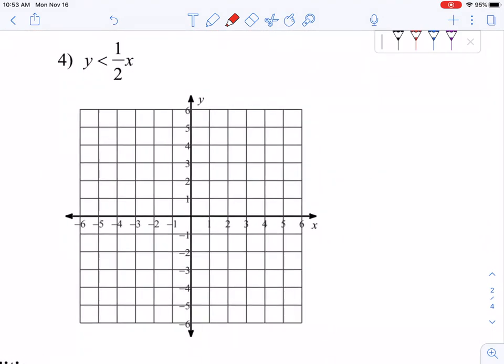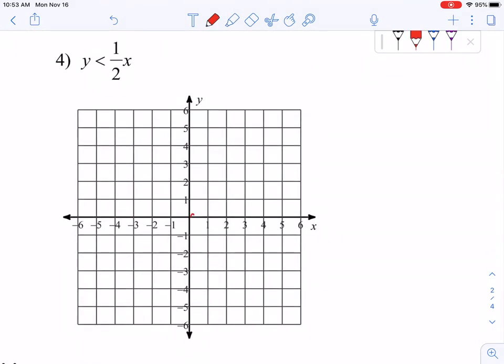Okay, and then number 4, we begin at 0. There's no B. So we count up 1, right 2. And then this is a dashed line, so I'm going to put a dashed line through this. And we shade down. Y is less than, so we shade down.